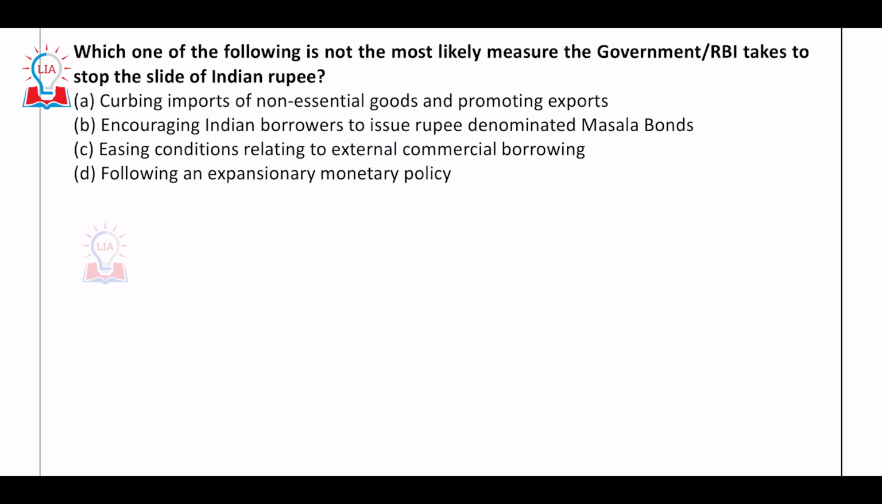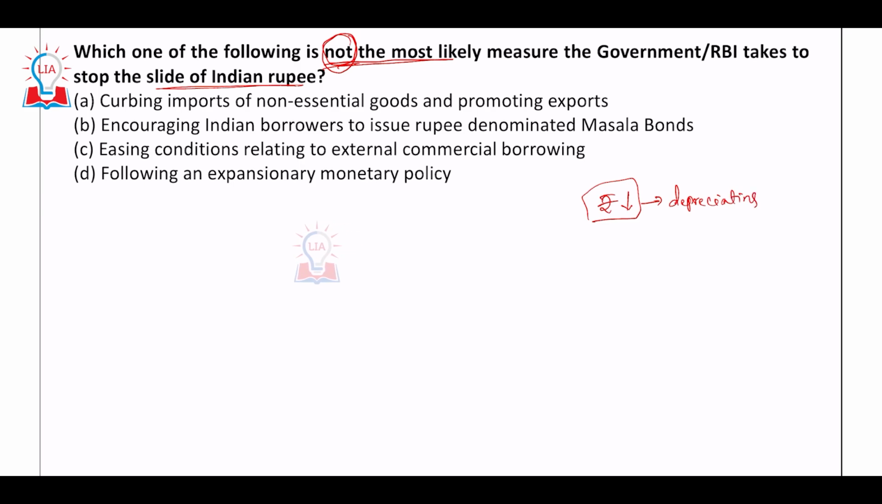Next, which one of the following is not the most likely? See, it is a negative question, not the most likely measure. So what you can observe in the Indian economy related questions is that they generally ask these negative connotation questions, right? And that would put you in a fix that becomes pretty difficult for some people to answer. Okay, so which one of the following is not the most likely measure the government or the RBI takes to stop the slide of Indian rupee, right? So the Indian rupee is losing value. It means the Indian rupee is depreciating.